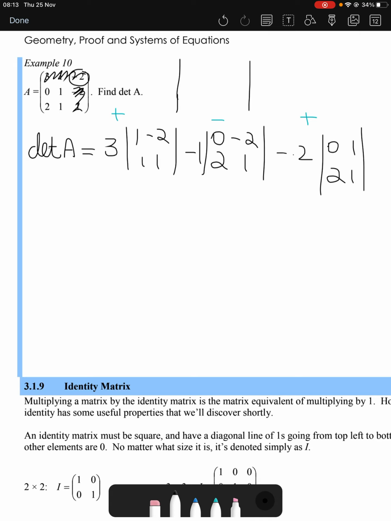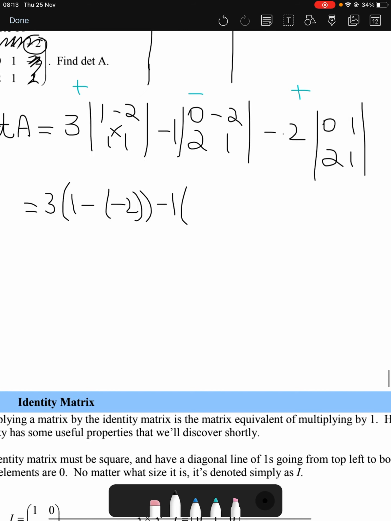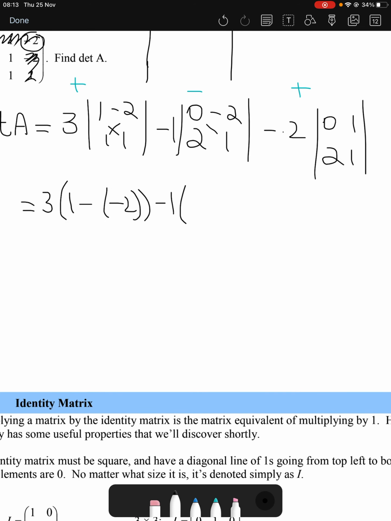It's on your formula sheet. And you're basically creating 3 2 by 2 matrices. So what we're doing is that 3 is still there. And we're doing a 2 by 2 like we did before. So that times that is 1, take away that times that, which is -2, minus 1, bracket. That times that, which is 0, take away that times that, which is -4. Minus 2 times that times that, 0, take away that times that, 2. So you're going from top left to bottom right.